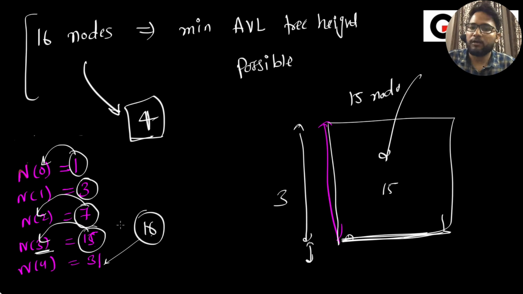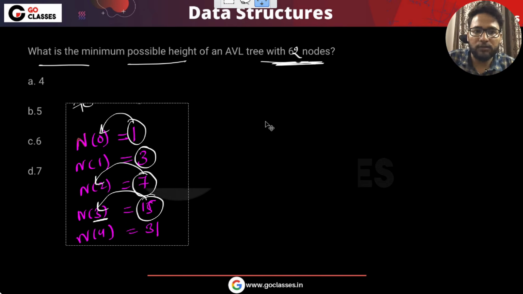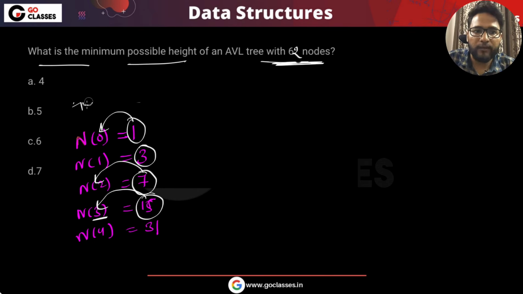I hope you're getting it. Let me solve one more question, and then I think it will be more clear. They are asking what is the minimum possible height of an AVL tree with 63 nodes. For the sake of explanation, let me take some other number of nodes, maybe 62 nodes. Here it is saying that if you have just one node, then you will have height 0. If you have 3 nodes, then minimum height of 1. 7 nodes, 2; 15 nodes, 3; 31 nodes, 4; and then 63 nodes, 5.